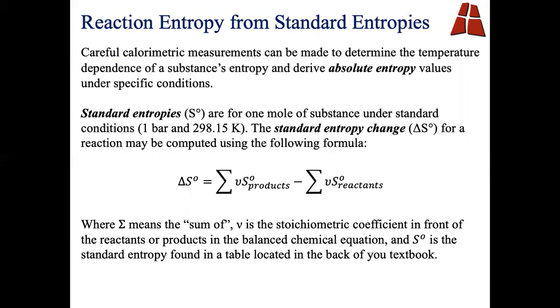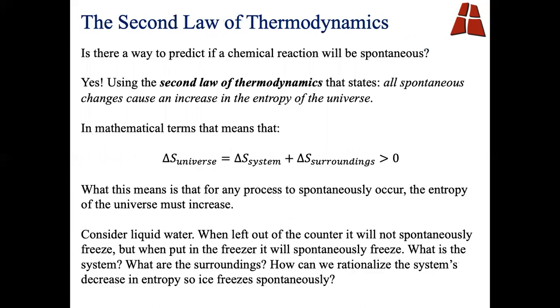Because we have this absolute value of entropy, we are able to have standard entropies. This is under standard conditions, where again, we're at 1 bar and 298 Kelvin. These are values that are listed in tables, and we can calculate the change in entropy for our system by taking the sum of the products minus the sum of the reactants. Our ν term here is the stoichiometric coefficient that would be in front of them in a chemical reaction. You can see our in-class worksheet for examples of how those are calculated.